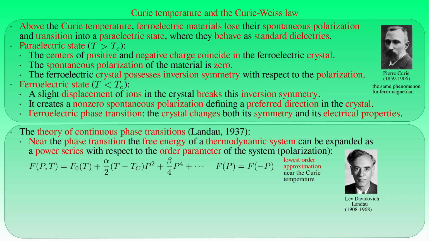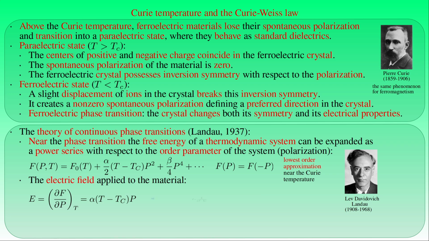At the same time, for temperatures slightly higher than the Curie temperature, the equilibrium polarization is small, so the higher order terms can be neglected in the expansion with respect to the polarization. Consequently, the magnitude of the electric field strength E applied to the ferroelectric material, given by the partial derivative of the free energy F with respect to the order parameter, that is the magnitude of the polarization P at a constant temperature T, is equal to alpha times the difference between T and Tc, times P.